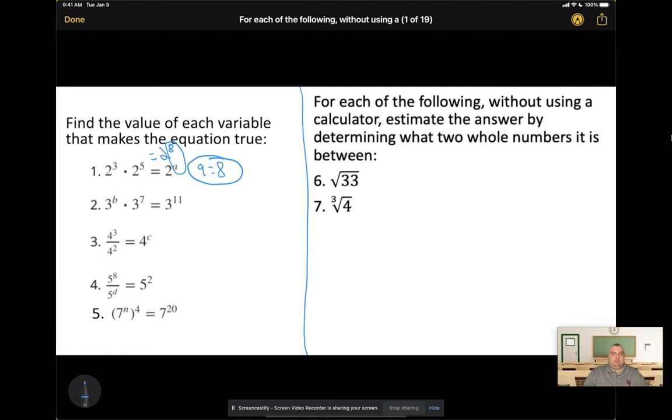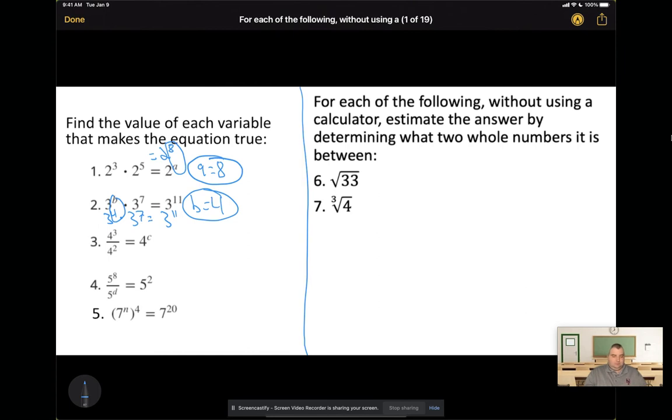Same thing on number 2. When we're multiplying, we add the exponents. So what number plus 7 is going to be equal to 11? It's going to be 3 to the 4th. 3 to the 4th times 3 to the 7th is equal to 3 to the 11th. Again, multiplying, add the exponents. So B in this case is going to be equal to 4.